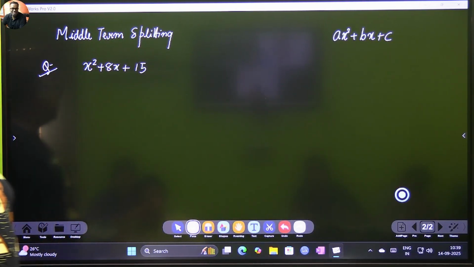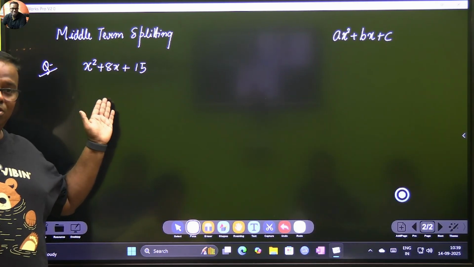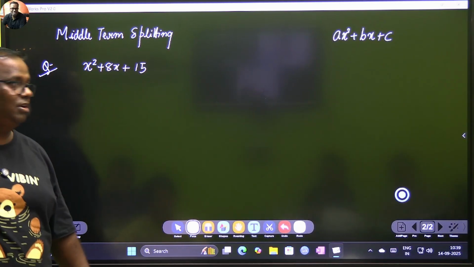Have you understood? Ax square plus b. Mishka, where's your copy? Ax square plus bx plus c. Which problem are you doing? If you do 18 now, then you will not understand this. Ax square plus bx plus c format, right?